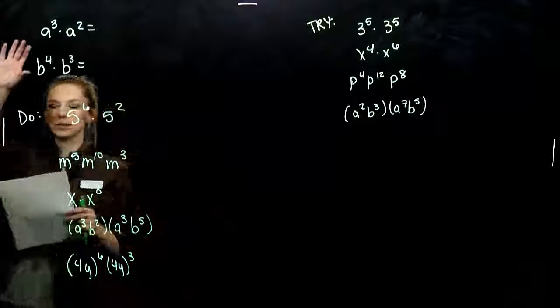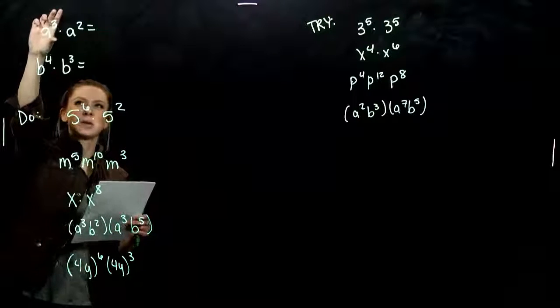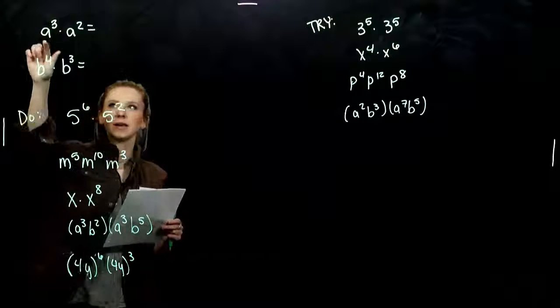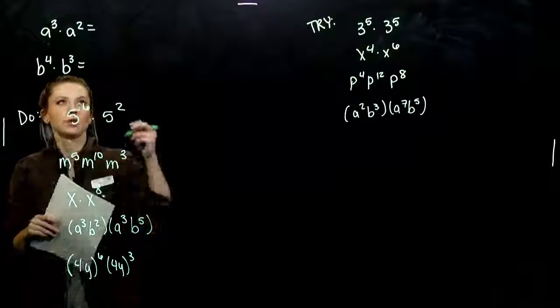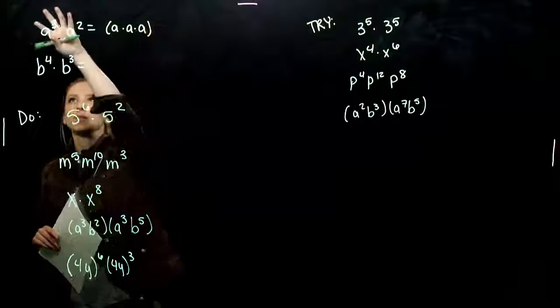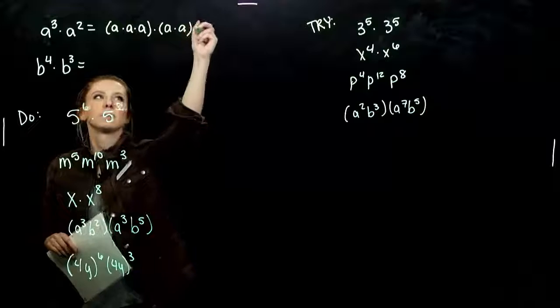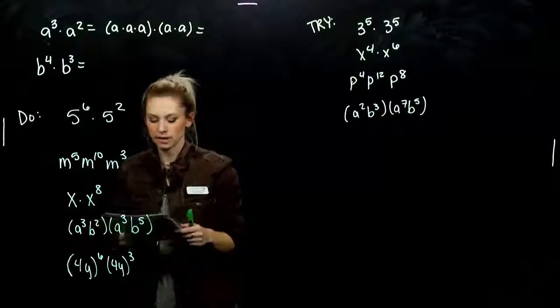So these first two examples, we're going to write them out. What does each of them mean? So my base in this first term is A. That times itself 3 times in total. So A times A times A. That's coming from the first. And from the second one, we're multiplying by A times A. So we're going to write that shorthand.